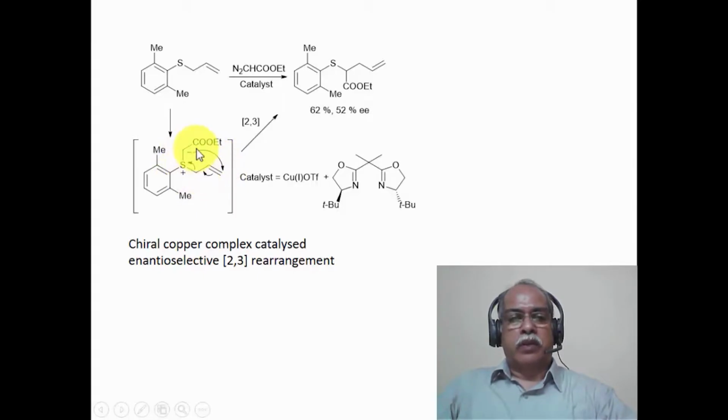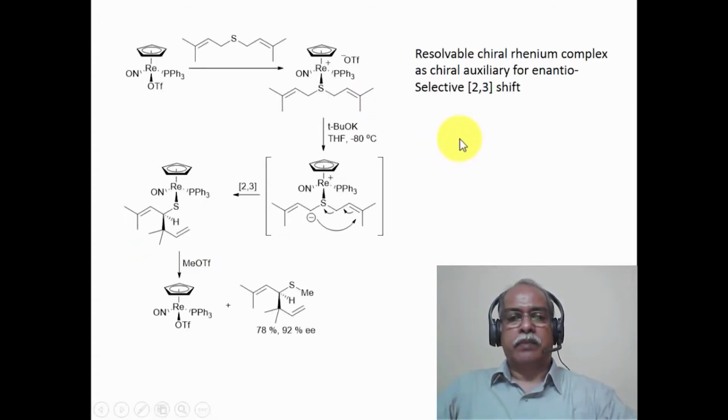The skeleton is suitable for a 2,3 sigmatropic shift. So a 2,3 sigmatropic shift takes place essentially. The copper salt that is used is a copper triflate complexed to a chiral ligand like this. So the carbene transfer takes place in a very enantioselective manner to produce a particular enantiomer of this sulfur ylide that undergoes enantioselective 2,3 sigmatropic rearrangement to give, in 62% chemical yield and 52% enantiomeric excess, this particular sulfide, where this chiral center is the configuration that we are enantioselectively producing in this rearrangement.